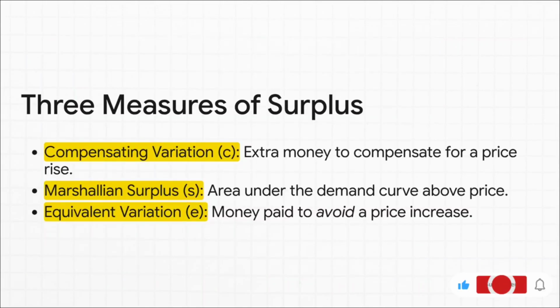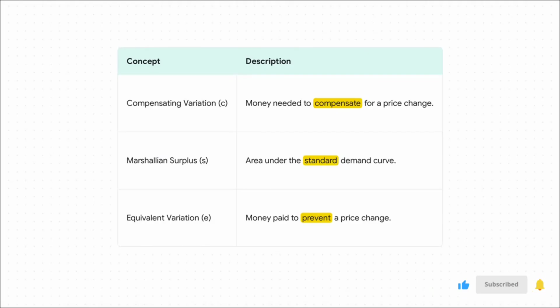First, you've got compensating variation. This asks, okay, the price of petrol went up. How much cash would I need to give you to make you just as happy as you were before? Then there's the standard Marshallian surplus. That's the one you see most often in textbooks. And finally, equivalent variation kind of flips the script. It asks, how much money would you pay me right now to stop that price increase from happening in the first place? This little table sums it all up beautifully.